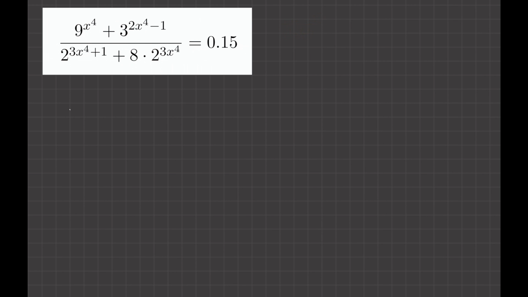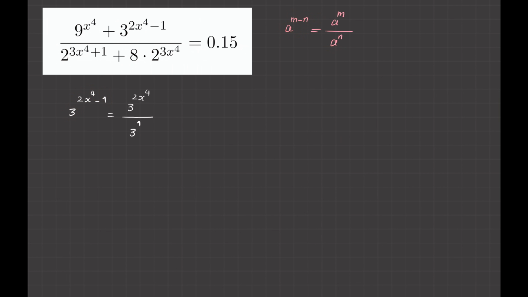For example, 3 to the power of 2 to the x to the fourth minus 1 can be written as 3 to the 2 to the x fourth, and then divided by 3 to the 1. What I used is the formula that if I have a to the m minus n, I can write it as a fraction. The numerator is a to the mth and the denominator is a to the nth. So a, here 3, is playing the role of a, 2x to the fourth is playing the role of m, and 1 is playing the role of n. So I exactly use this formula and I wrote it in this form.